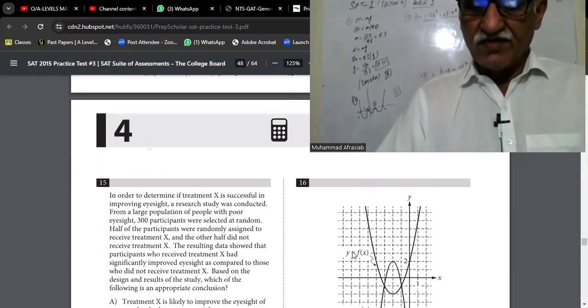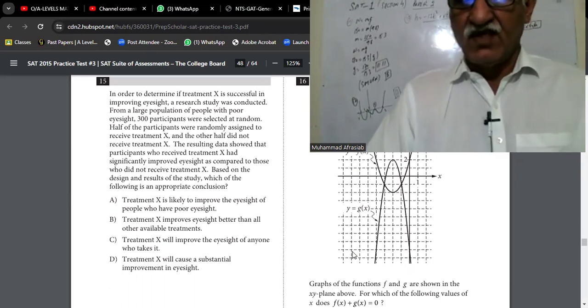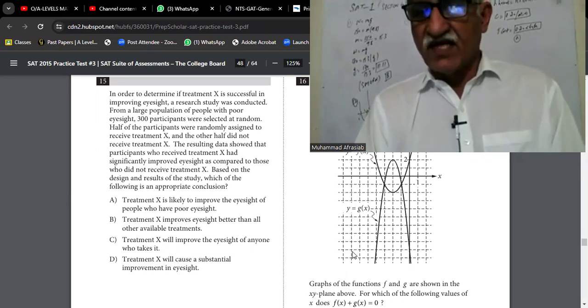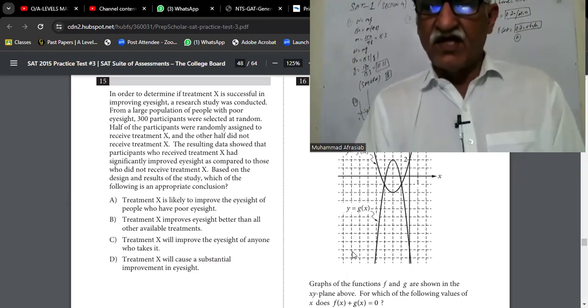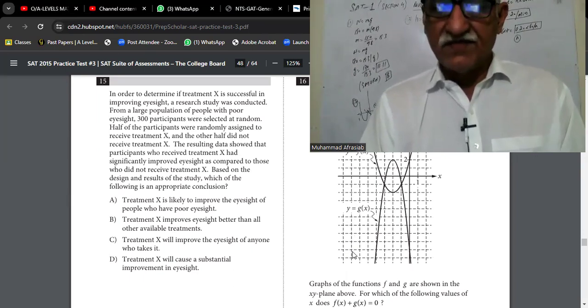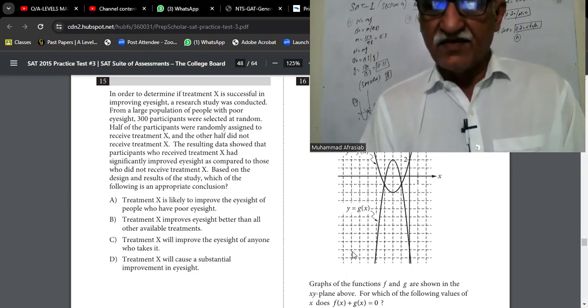Now, question number 15. In order to determine if treatment X is successful in improving eyesight, a research study was conducted from a large population of people with poor eyesight.